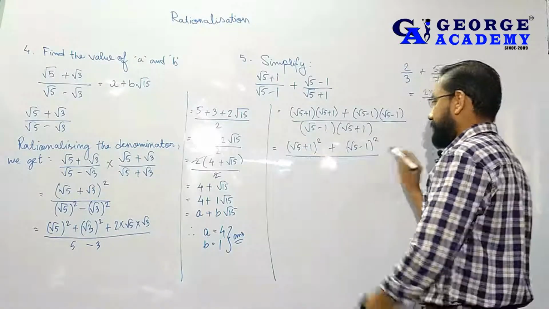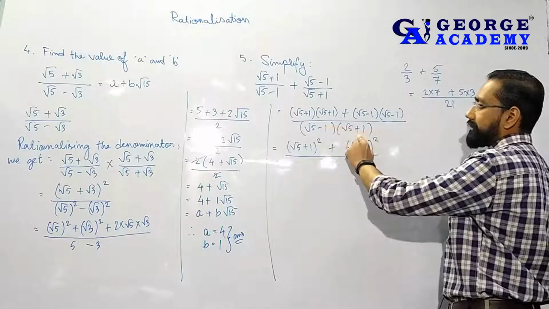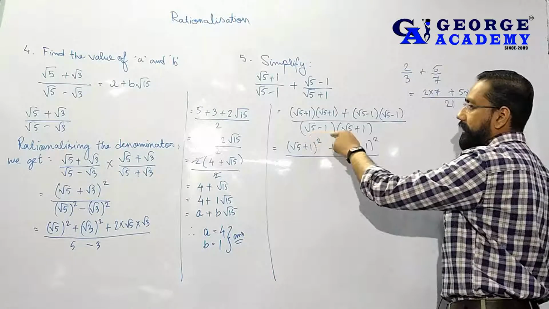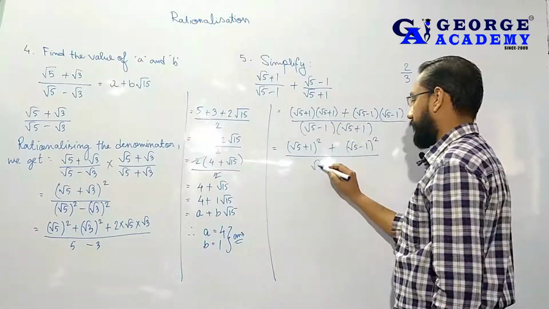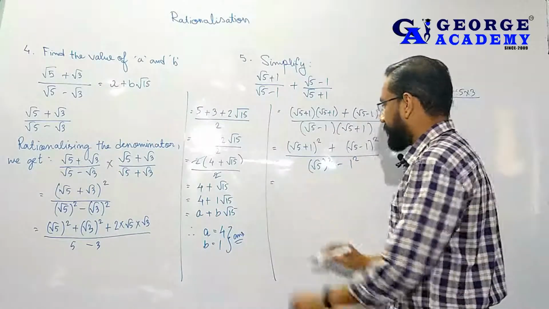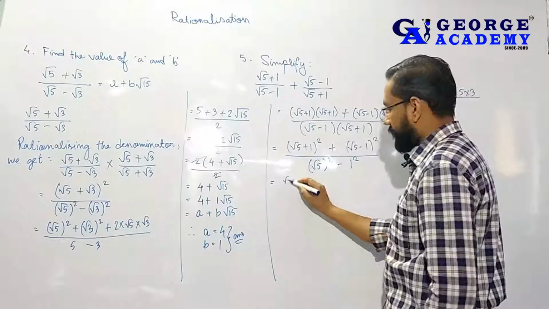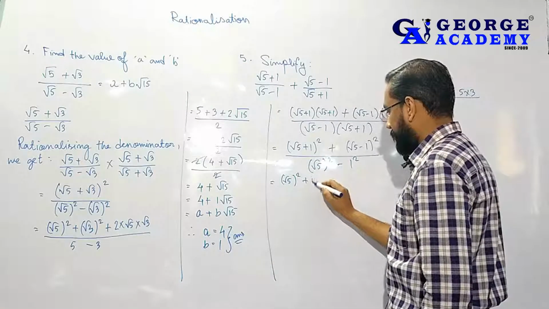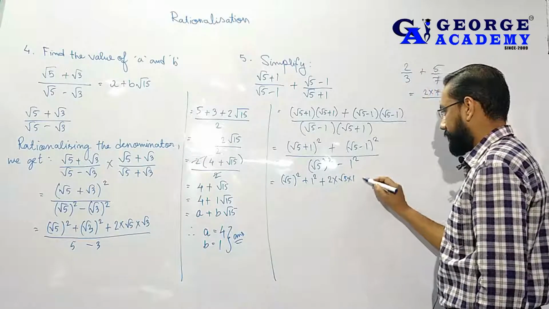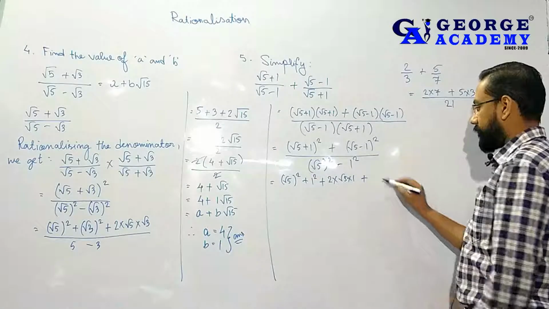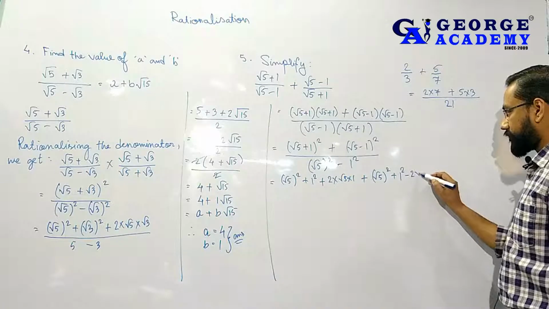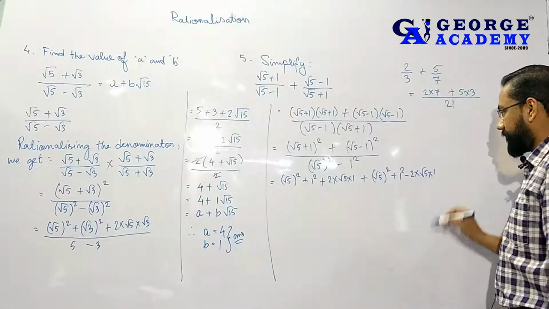And here the terms are same but the signs are different, that means a minus b into a plus b. So the a square minus b square formula we are going to apply, which will be root 5 square minus 1 square. Then a plus b whole square is a square plus b square plus 2 into a into b, plus, again a minus b whole square, a square plus b square minus 2 into a into b.